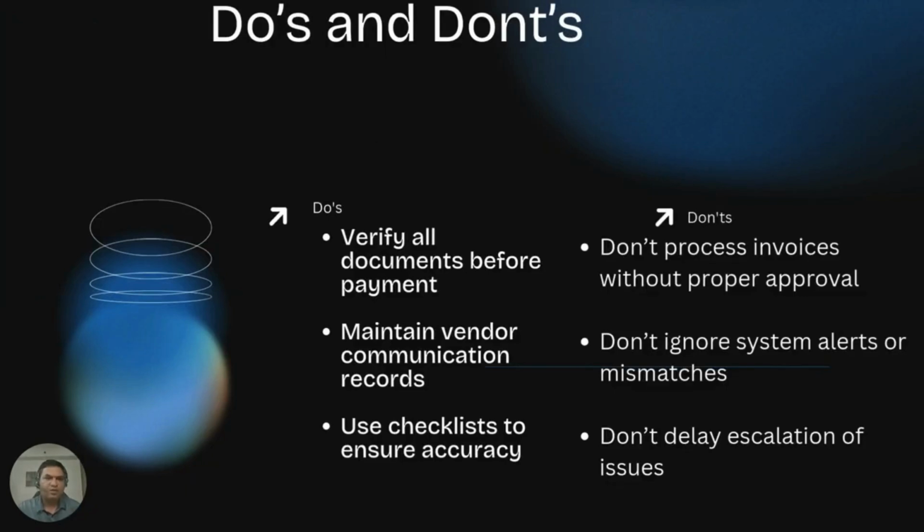Now let's talk about do's and don'ts. What are the important do's and don'ts in AP function? Do's: whenever you process a transaction or an invoice, verify all documents before payment, maintain vendor communication records, use checklists to ensure there is accuracy. Now let's talk about what are the don'ts that you should be doing. Don't process an invoice without approval process. Don't ignore system alerts or mismatches. Don't delay escalation of issues.